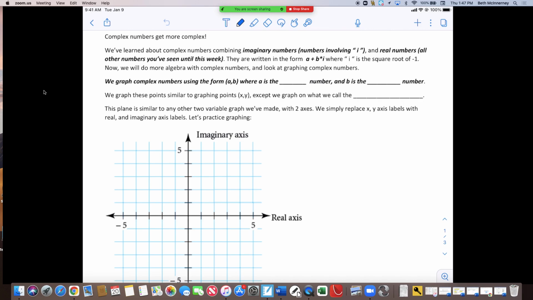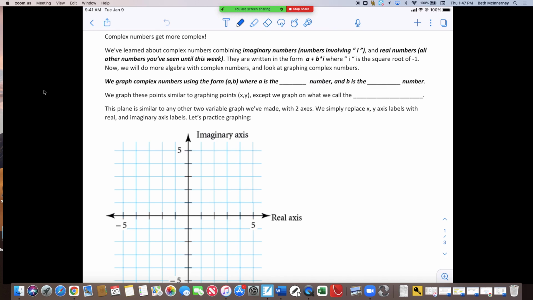So, we've been dealing with complex numbers. We've defined them as a real part and an imaginary part. So we have that a plus bi, that hopefully you guys are getting the hang of, where i is the square root of -1. So we're going to start off by talking about graphing complex numbers.